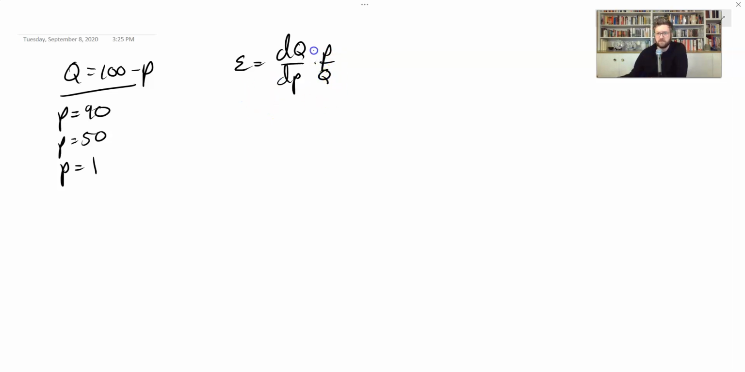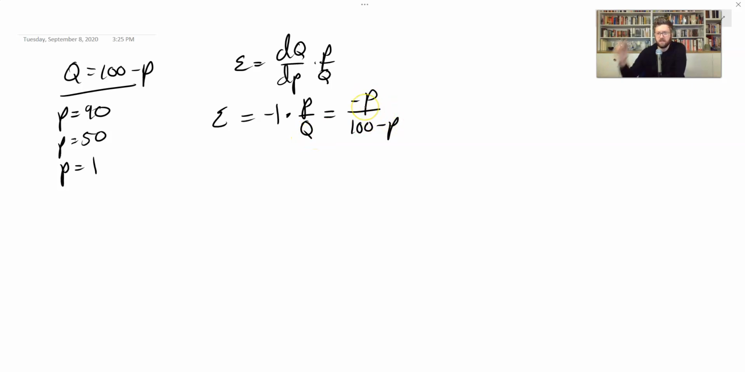And so let's first just find the generic formula here. So dQ/dP, in this case, the derivative with respect to P is super simple. It's just -1. And then we multiply by P over Q. So the generic thing depends on P and Q, and we could actually go forward and substitute this in. We get -P over 100 minus P. Okay, we could substitute out that Q.